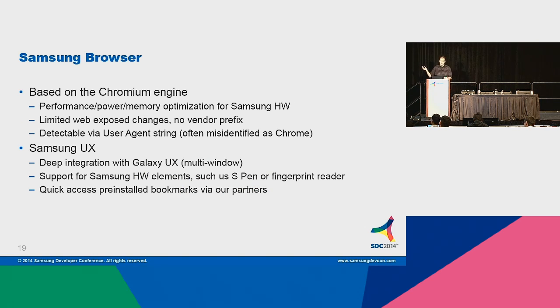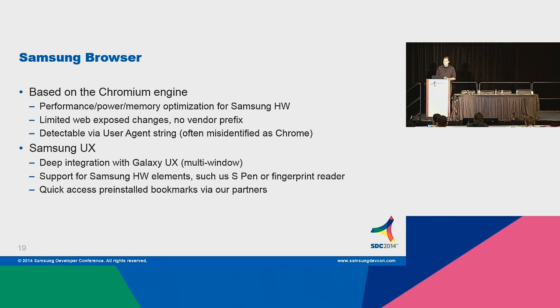So a little overview about the Samsung browser. As I said, it's based on the Chromium engine. Samsung is really focusing on performance, power, and memory optimizations when we put together our browser. We try to limit the web exposed changes. Sometimes we do a few, but that's not the major driver for the browser. We hope to do all of our web exposed changes in open source. And because of that, we don't have yet another vendor prefix that you have to deal with. It's just the same old WebKit prefix or no prefix.